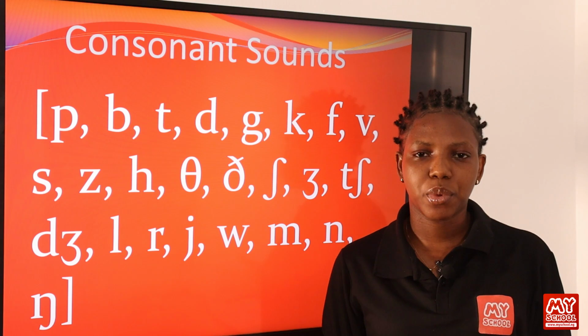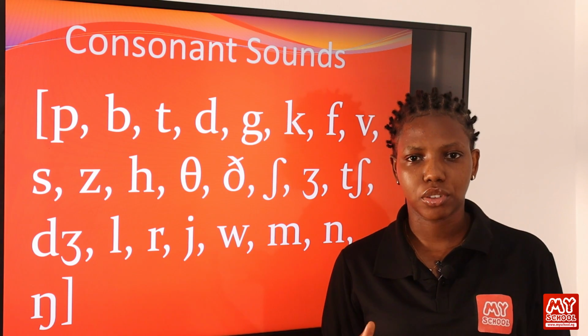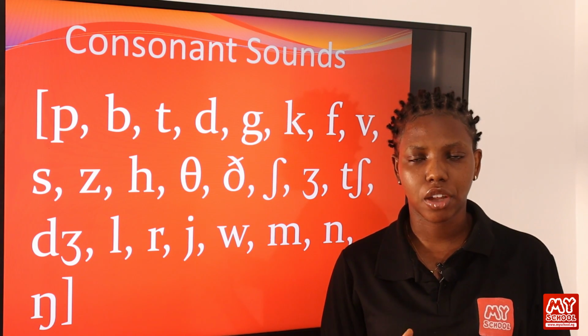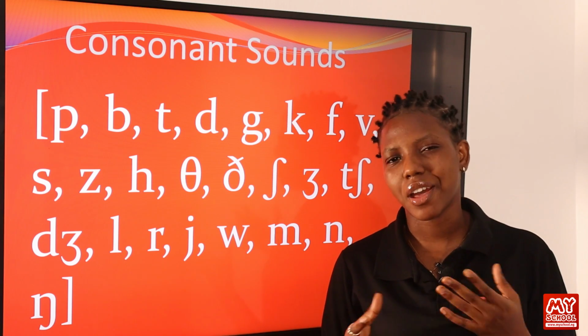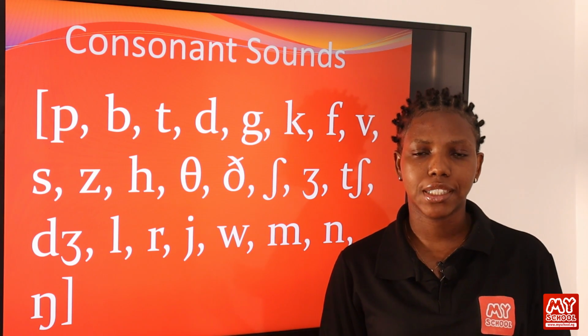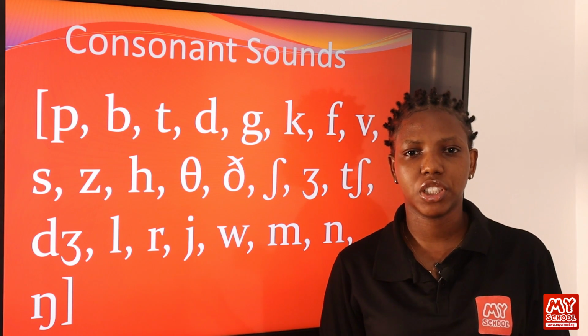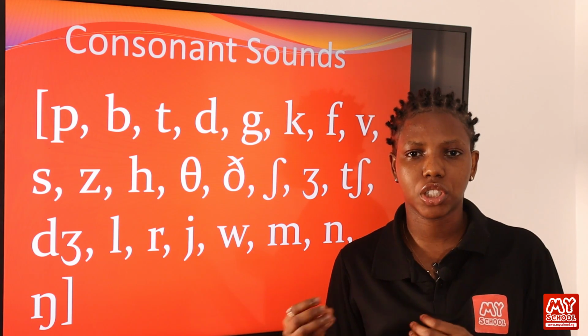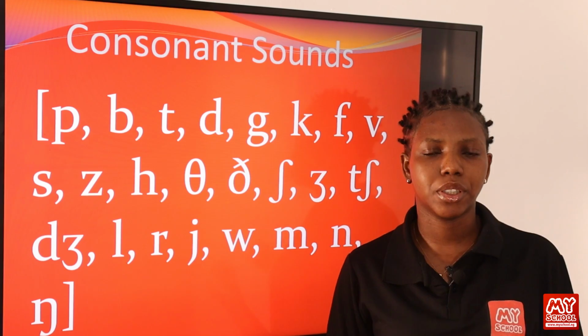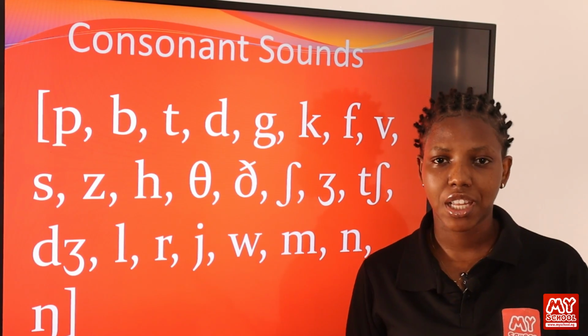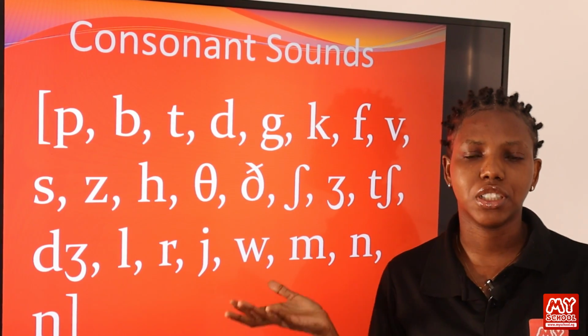Now, do not forget that we have 24 consonant sounds. There are 24 consonant sounds in the English language. However, we have 21 letters of the English alphabet. So phoneticians have derived 24 consonant sounds from the 21 letters of the English alphabet. And here they are, 24 in number.